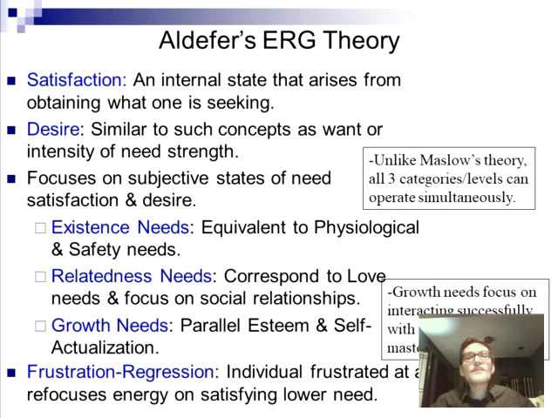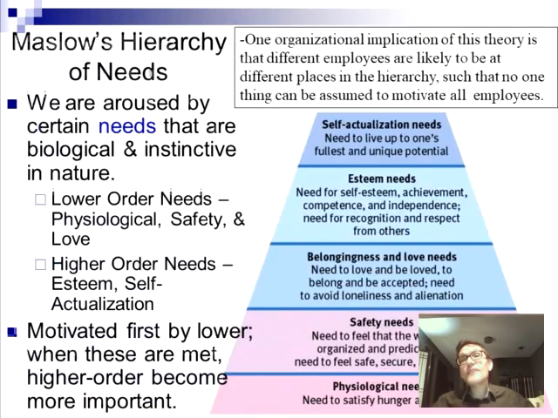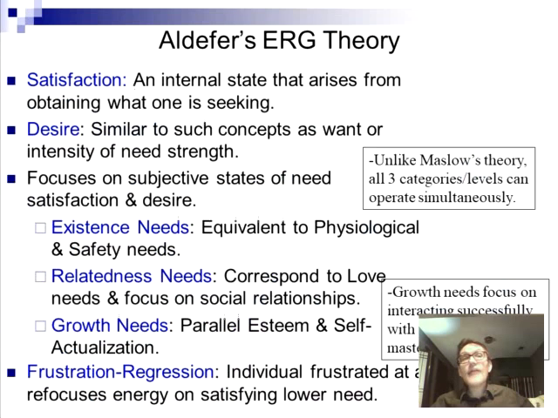Satisfaction is an internal state that arises from obtaining what one is seeking, a desire similar to the concept of want or intensity. The key difference is that any one worker can be focusing on all three of these levels at the same time. So clearly, if the implication of Maslow was you need to know what level they're on, the implication of Alderfer is that you can adequately provide motivation at any level to any worker.